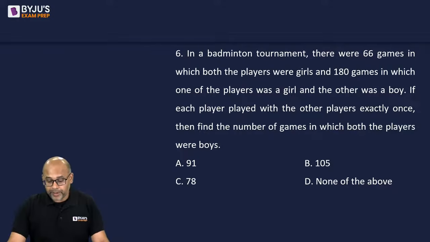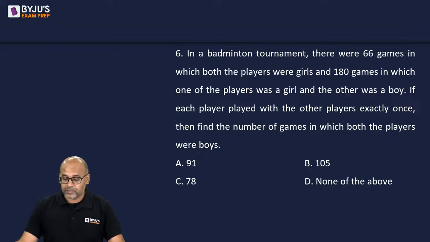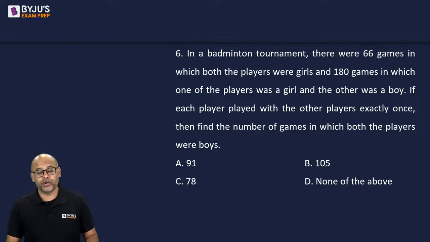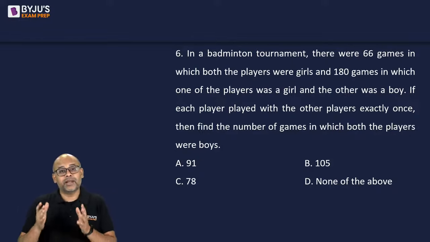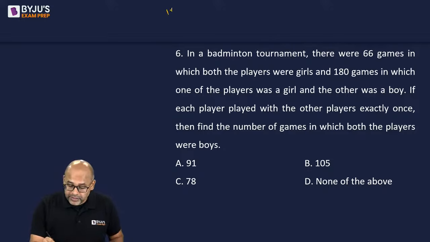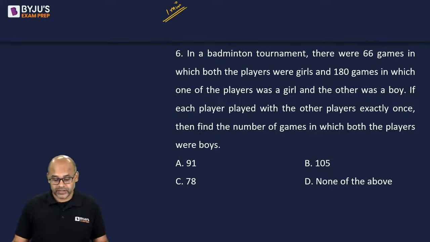In a badminton tournament, there are 66 games in which both players were girls and 180 games in which one of the players was a girl and the other was a boy. If each player played with the other player exactly once, then find the number of games in which both players were boys. So take a look at it, understand, apply the logic. I'll give you 1 minute to see if you can come up with an answer. Let's see how many of you will get the correct answer to this.